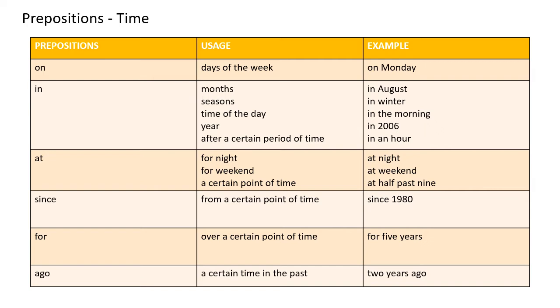Since is used in the sense from a certain point of time, that is, from the past till now, like since 1980 or since 1920s. For is used in the sense of over a certain period of time, like for 5 years, for 10 years, for a decade, and so on. Ago. Ago is used to indicate a certain time in the past, like 2 years ago or long, long ago, and so on.